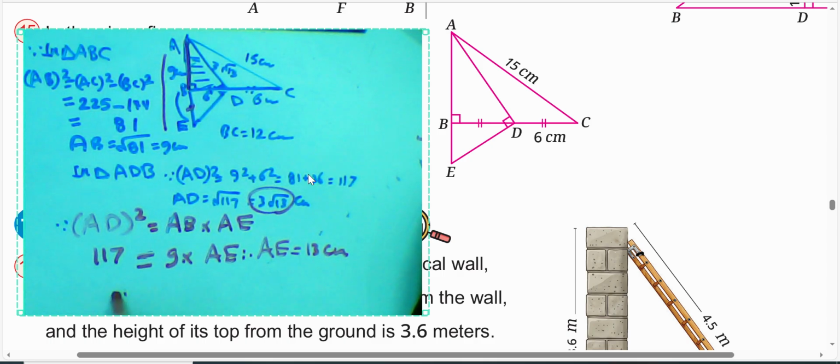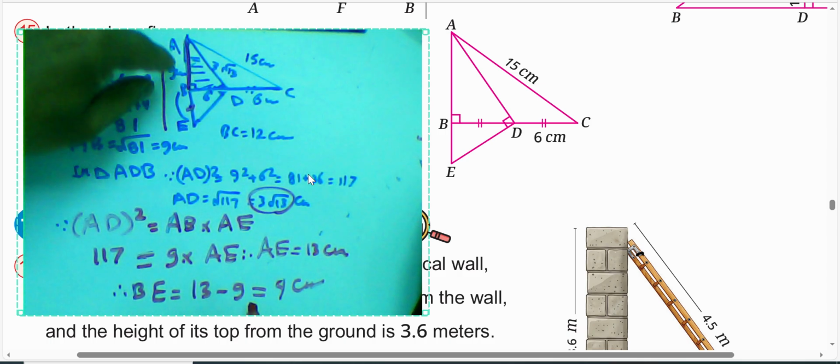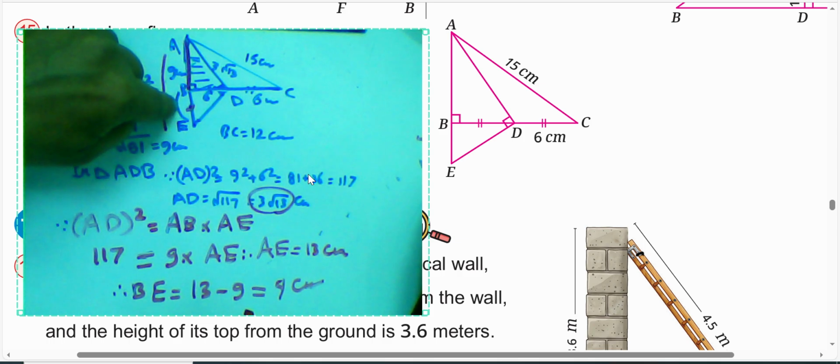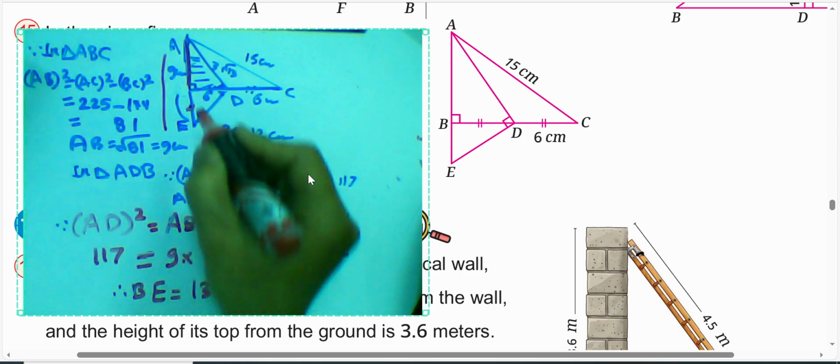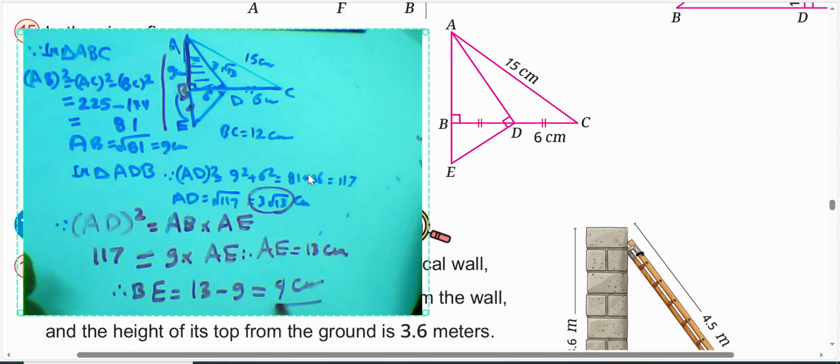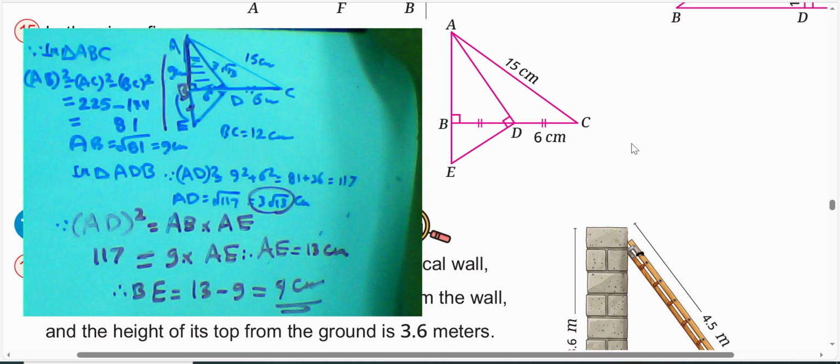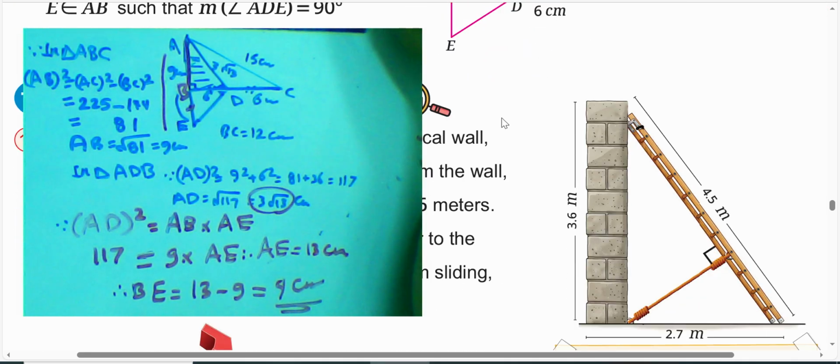Then BE equals 13 subtract 9, equals 4 centimeter, because this is 9 centimeter, and 9 plus 4 equals 13. Then the line segment BE equals 4 centimeter. Okay, understood. Next question.